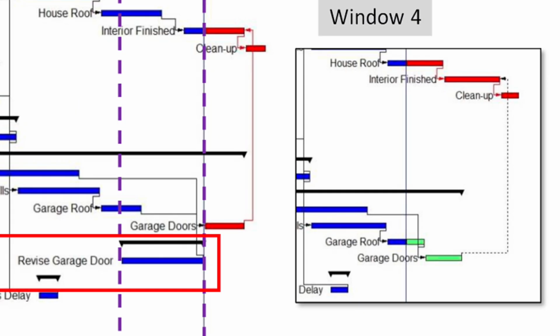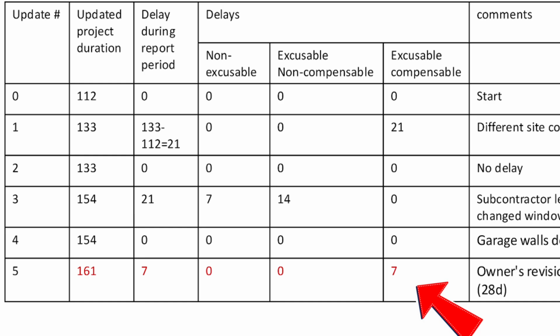Why? This is because before this update, as we saw in window 4, the garage door activity wasn't on the critical path. It had some float. The owner's delay first consumed all of that float. Only the remaining portion of the delay, after the float was used up, actually impacted the critical path and extended the project by 7 days. This 7-day project delay was only caused by the owner. Therefore, it is excusable and compensable.